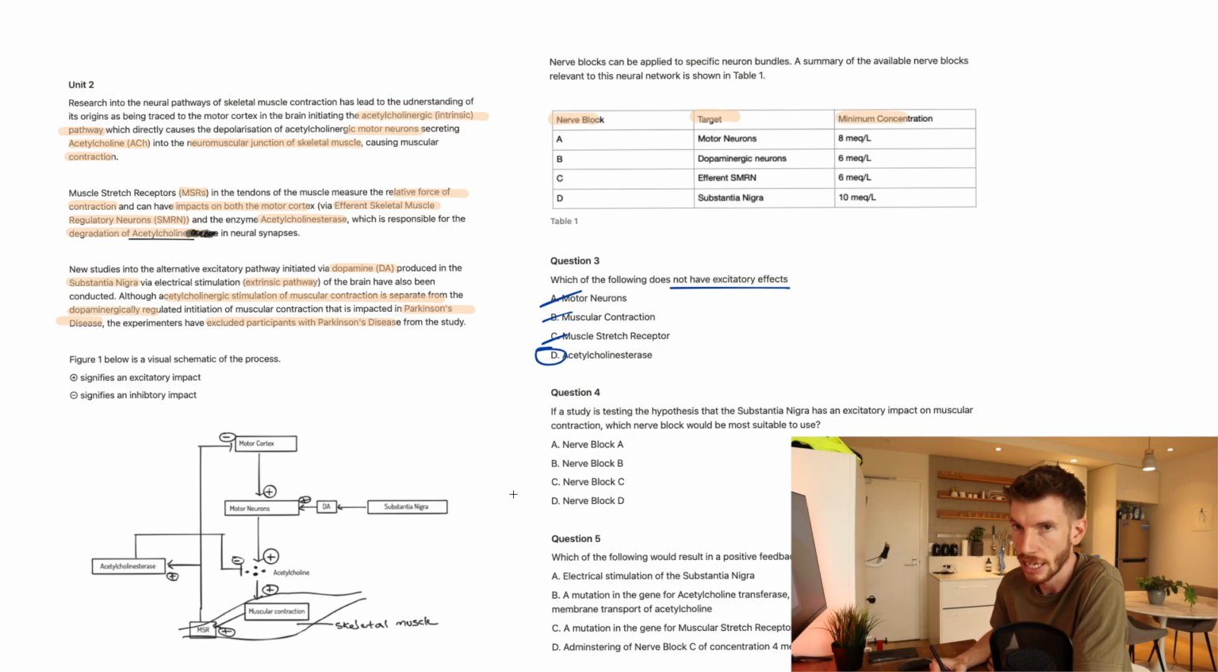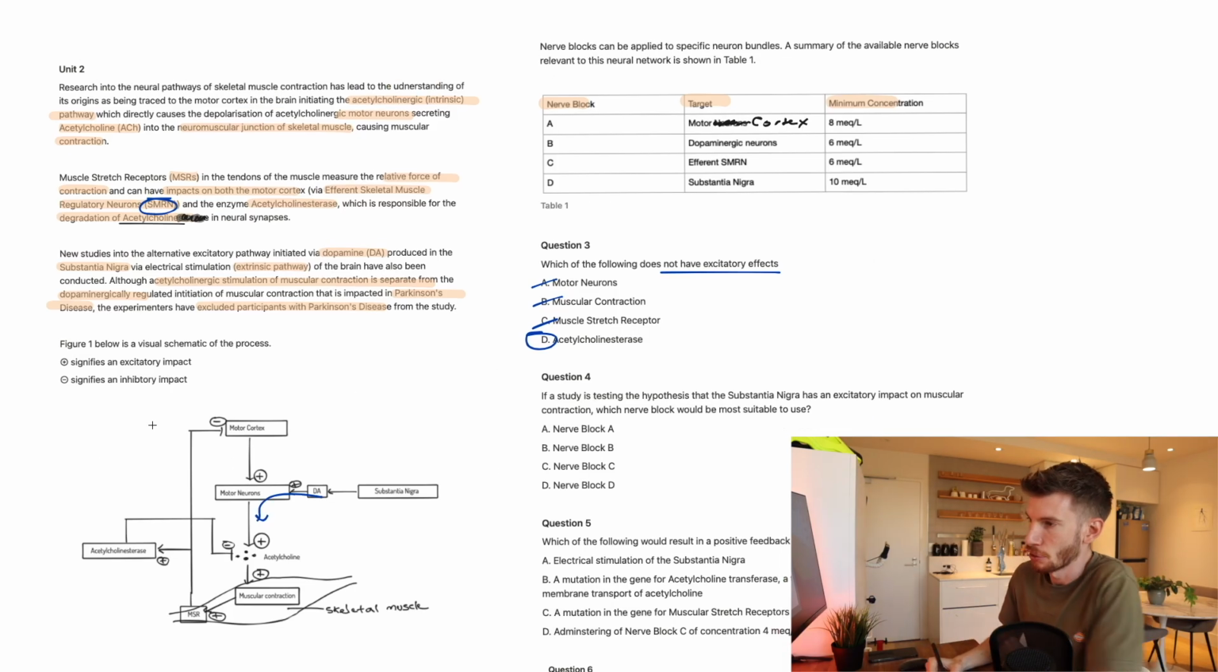So then the answer is D. Relatively straightforward question to start it off. Going through question 4, if a study is testing the hypothesis, right? So we're looking for where we can measure the difference between having the substantia nigra working and having the motor cortex working. So there's 2 different ways.